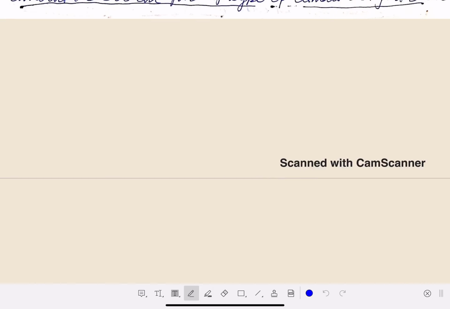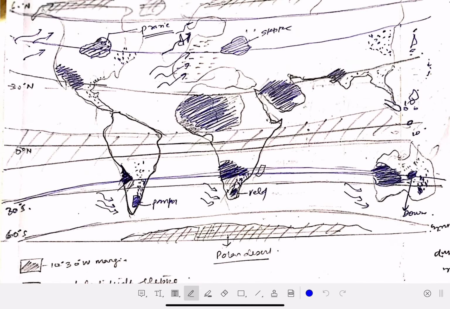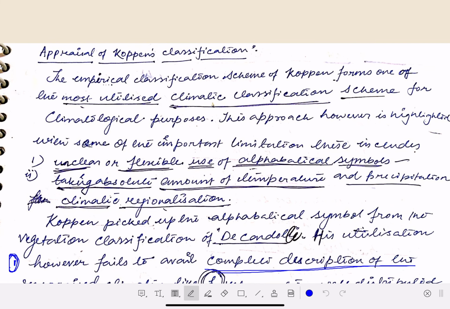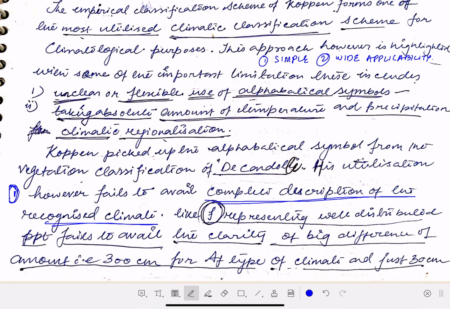See, first of all, the Koppen is an empirical classification scheme, and it forms one of the most utilized climatic classification schemes for climatological purposes, because first of all it was simple. Second, it had wide applicability. But again, the Koppen made certain problems. First, the symbols were very unclear, and second, it took absolute temperature and precipitation into account. First, let's talk about these two problems.